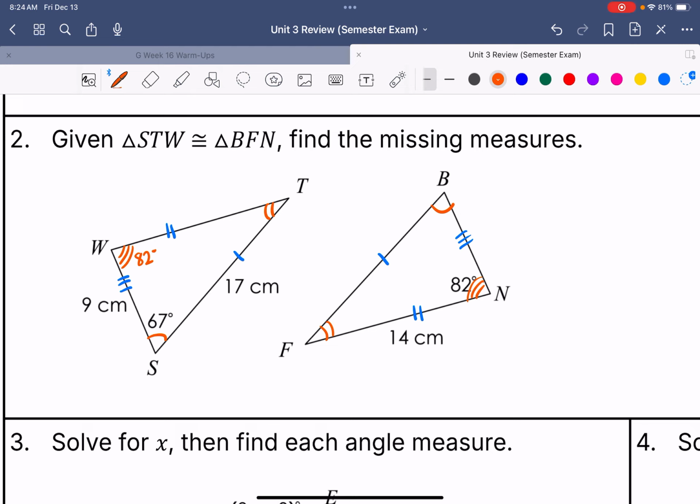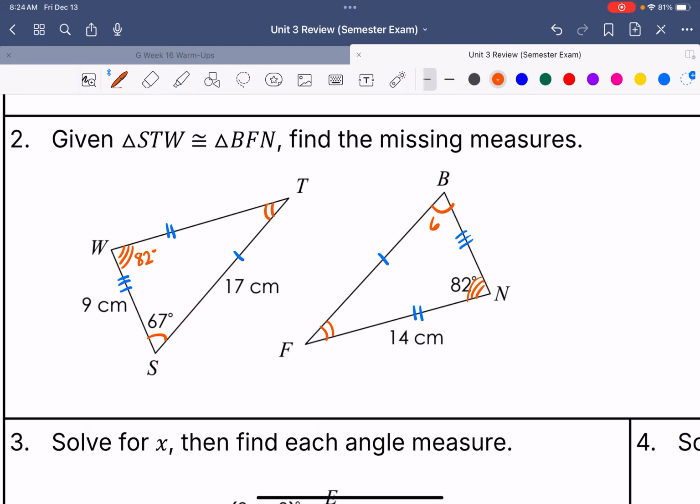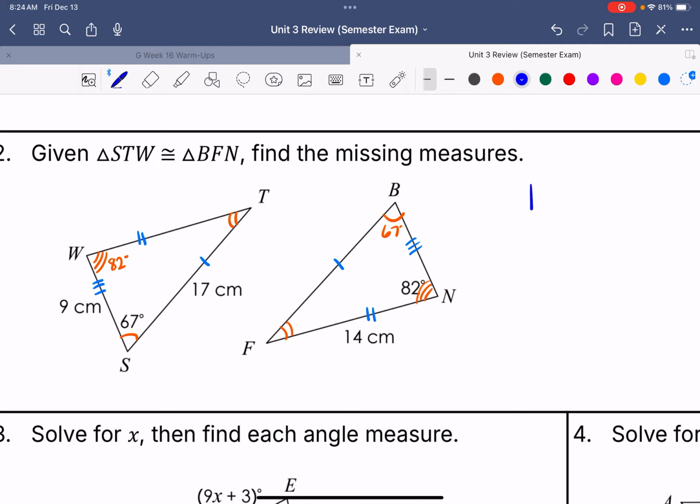And we also said that S and B are the same. So this one over here has to be 67. So when you have a triangle and you already know 2 of the measures, it's easy to find that third measurement just by subtracting from 180. I'm going to write it here on the side. You would do 180 minus 82 and also minus 67. We're subtracting the 2 angles that we already have.